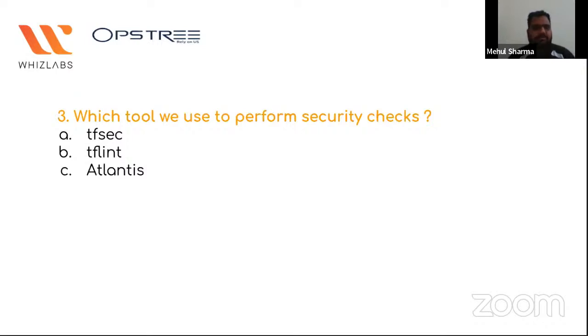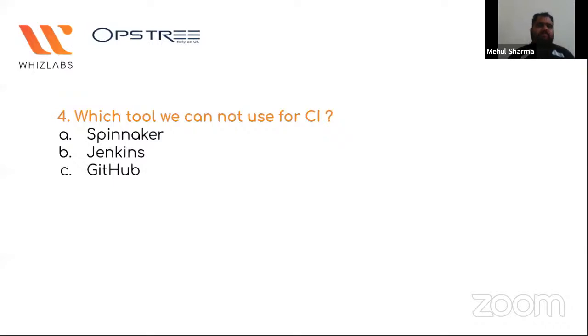So the next question is, which tool can we not use for CI? Spinnaker, Jenkins, or GitHub?